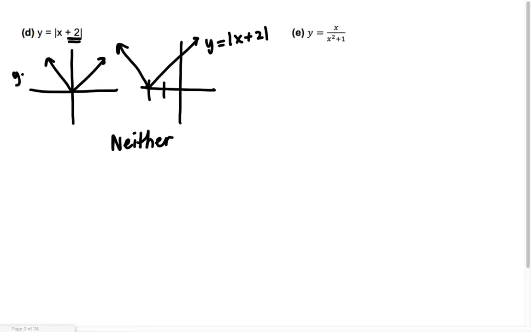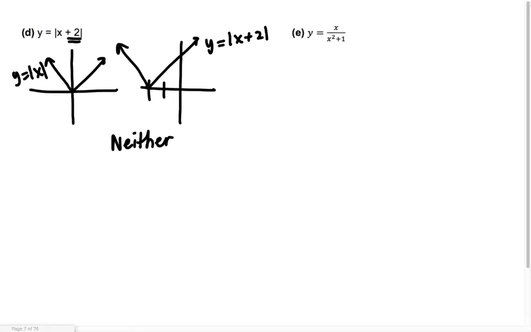So if this was just the absolute value of x, though, what would we say? It would be even, right? Okay, so the next one. So imagine plugging in 2 and negative 2. That's the trick. That's what I always tell my tutoring students. If you can plug in 2 and negative 2 and they're the same thing or opposite things, that's good to know.